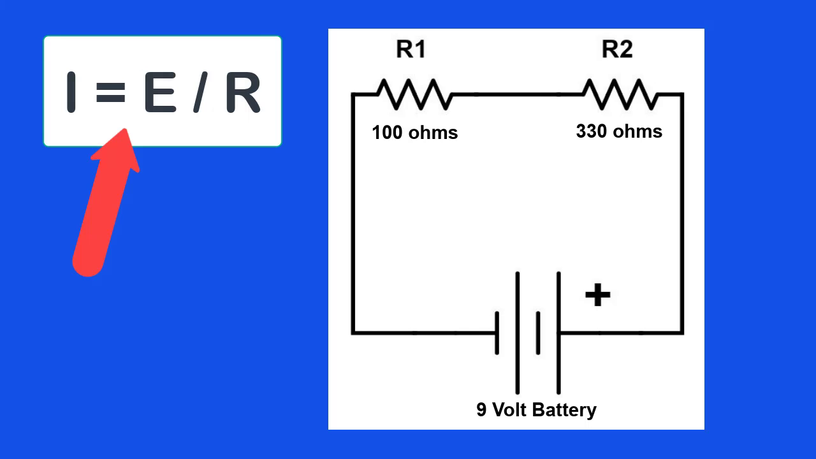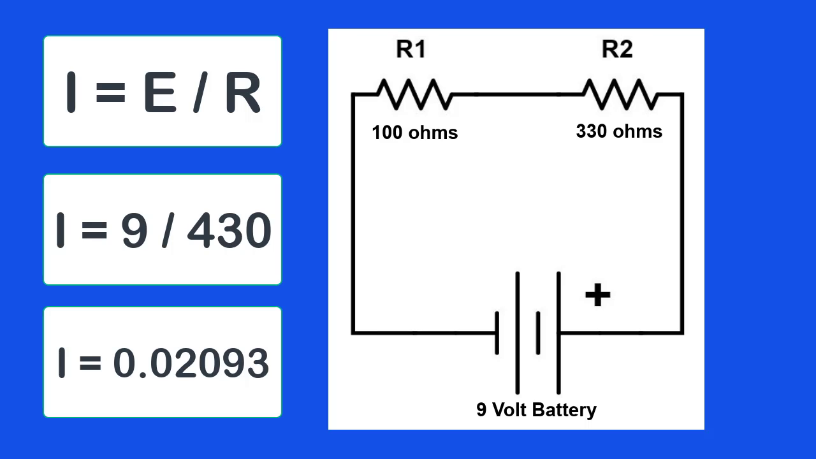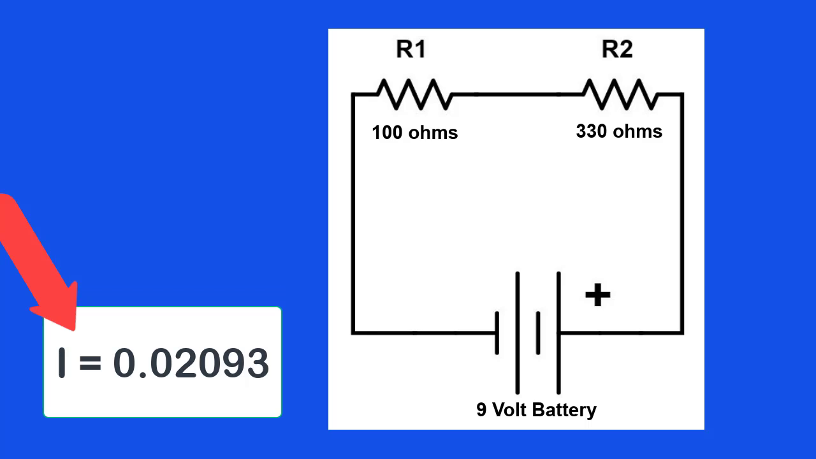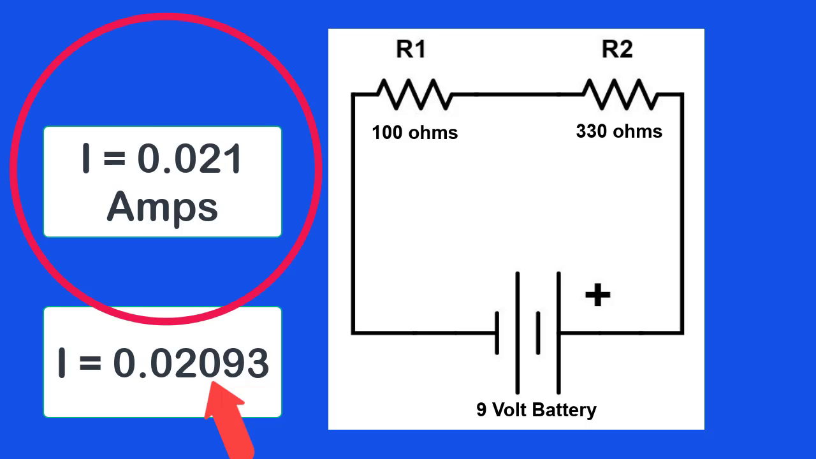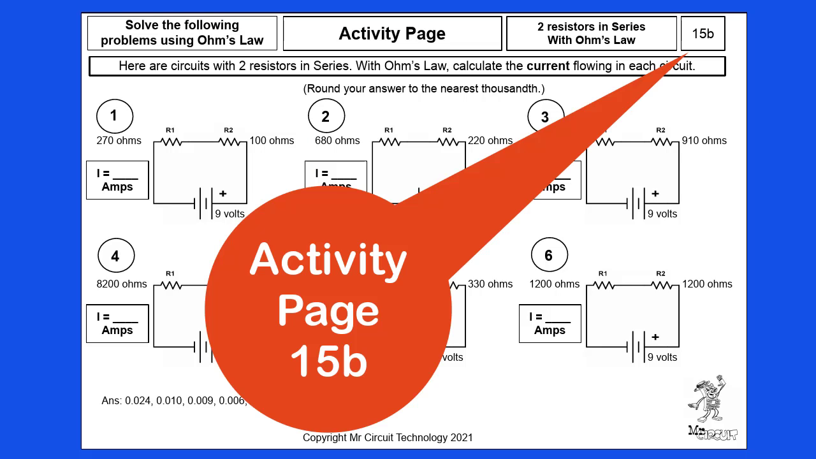Using Ohm's law, we use the equation I equals E divided by R. Therefore, I equals 9 divided by 430. The answer comes out on the calculator, I equals 0.02093 amps. And if we round off to the nearest thousandth, we get 0.021 amps. To complete this lesson, you need to solve the 6 problems on page 15B of your lab manual.